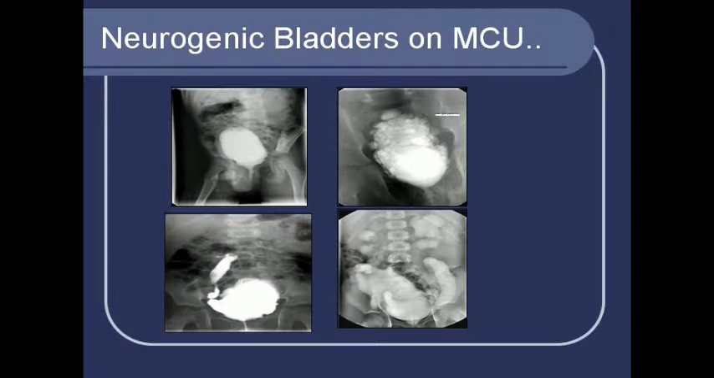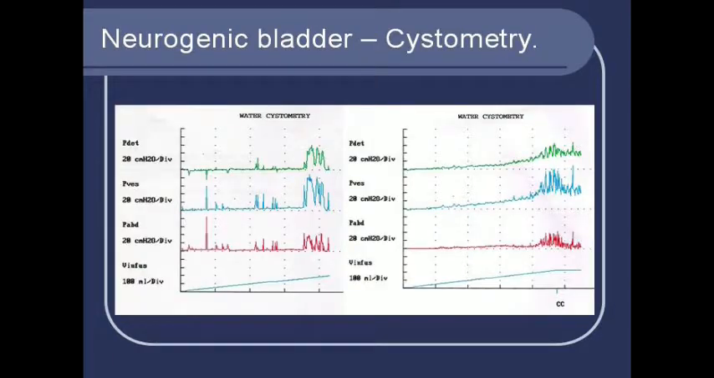Now, we must do an MCU before doing a cystometric study. I started with neurogenic bladders first, because that gives us the basis of the various abnormalities you see in cystometry in children. So obviously these bladders all look very sick. But if we do cystometry, we may be able to pick up these bladders much before this appearance which we see on MCU. So I'll go through some cystometry graphs in our patients with neurogenic bladder.